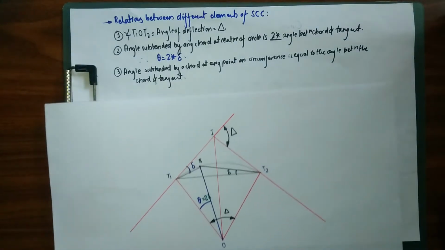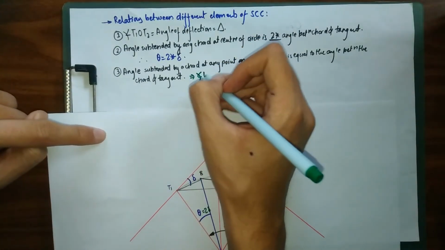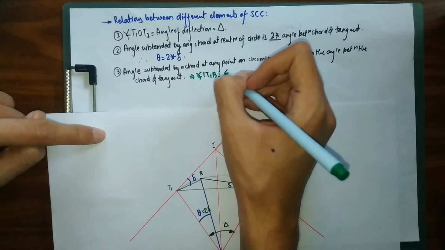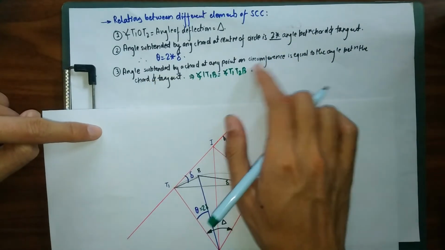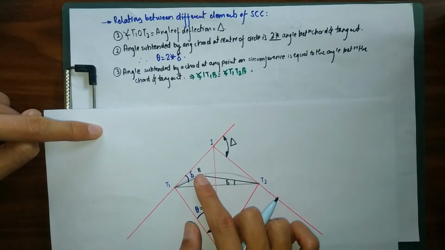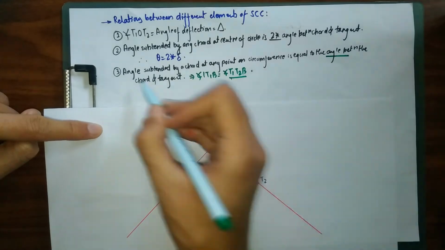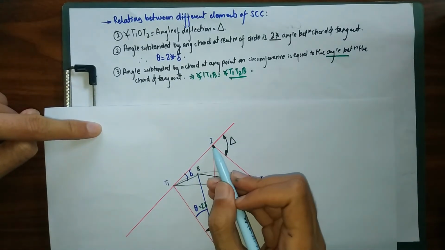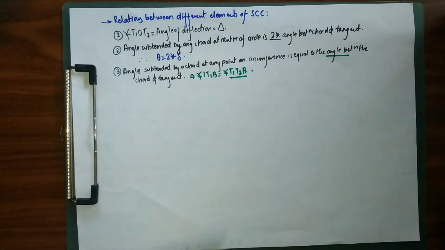So from our third property we can write this as angle IT1B equals angle T1T2B. So angle subtended by a chord at any point on the circumference, which is our angle T1T2B, is equal to the angle between chord and tangent, which is our angle IT1B. Now we move forward to our fourth property.